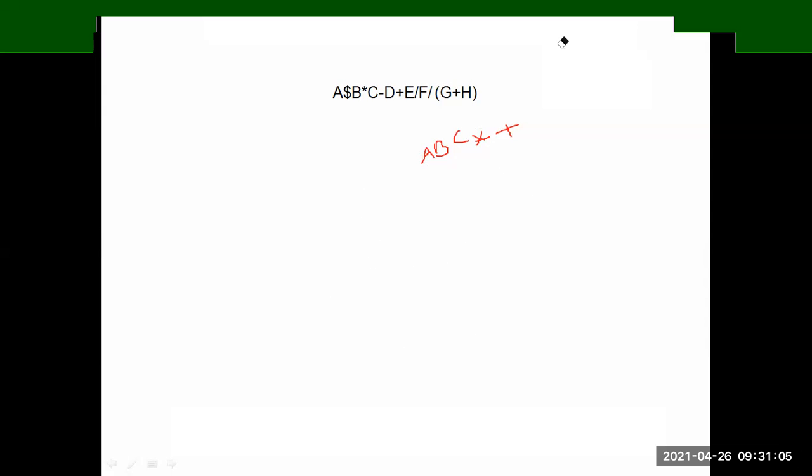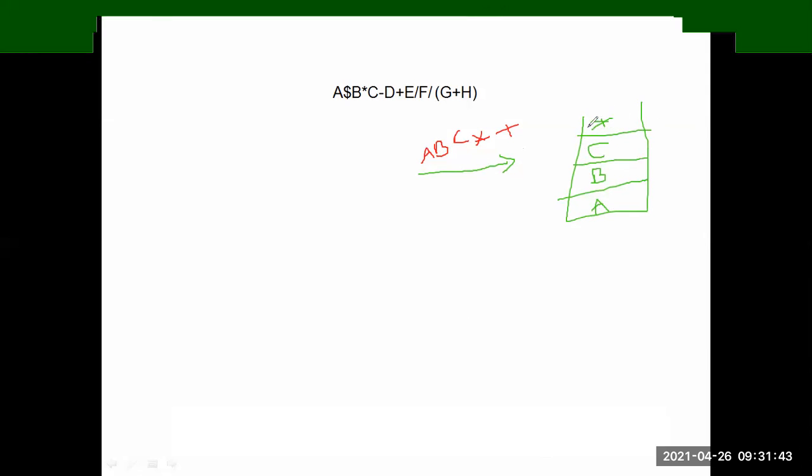Just see here, this is the conversion technique. You store the elements from left to right in this direction into the stack. First you push the element A, then you push the element B, then you push the element C, then you push the element star.